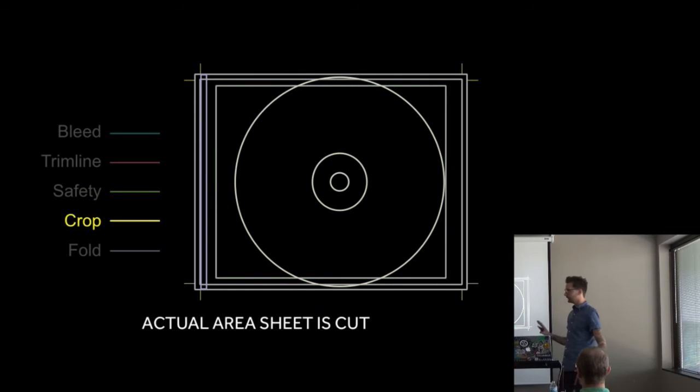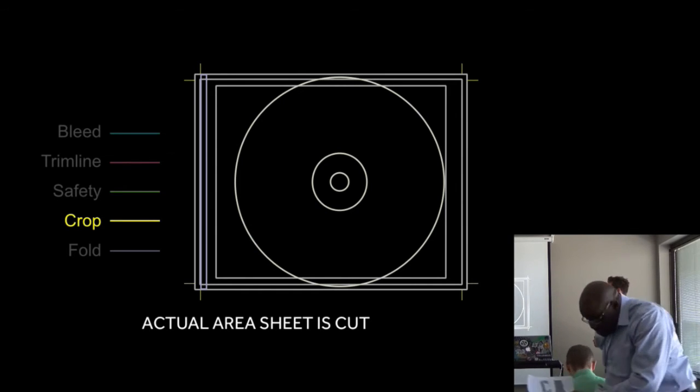The crop is related to the trim, but this is the actual area that indicates where the printer is going to be cutting the sheet. So the trim line is, as a designer, you know where it's going to be, but then this is actually where it's going to be cutting. So they're indications for the printer.